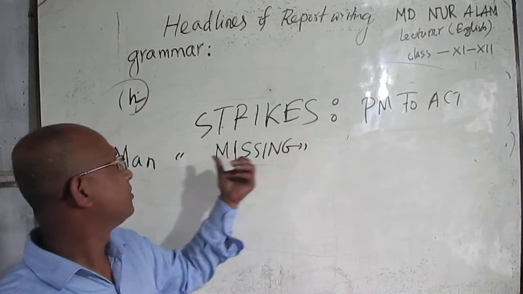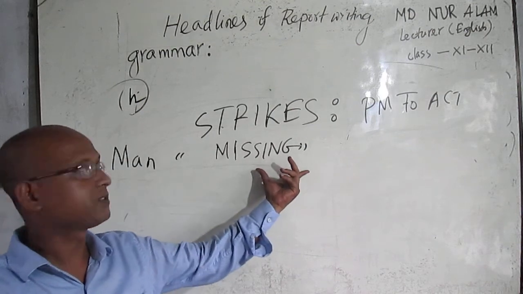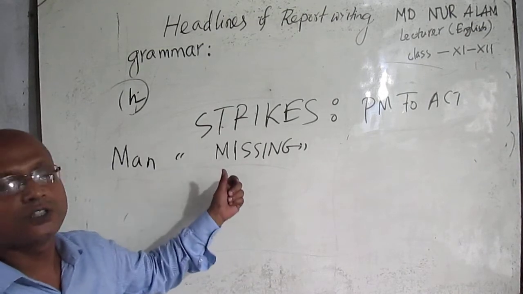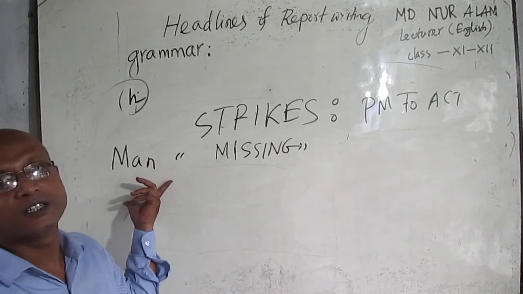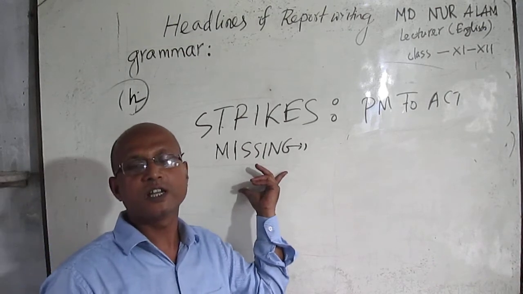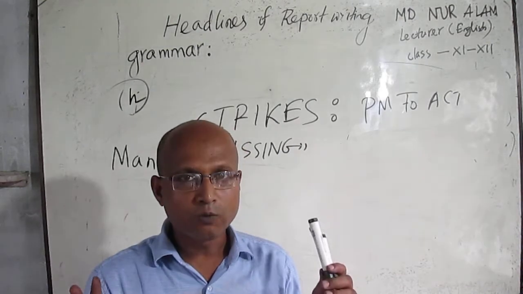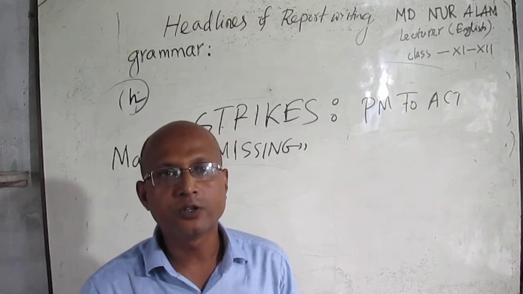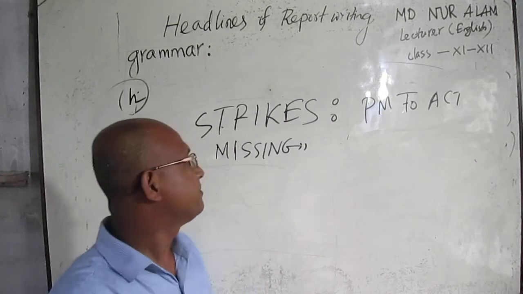Man missing, you know, missing is inside quotation marks. So when quotation marks are used, that means the reporter is not sure whether the statement inside the quotation belongs to the speaker. So that's why quotation marks are used, to indicate that the words that have been written do not have any surety. It depends on guesswork.